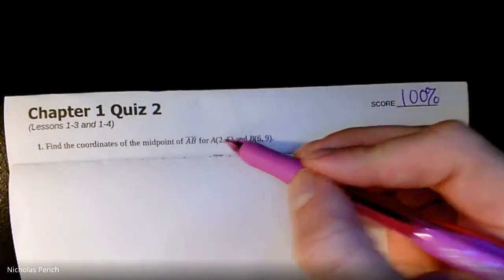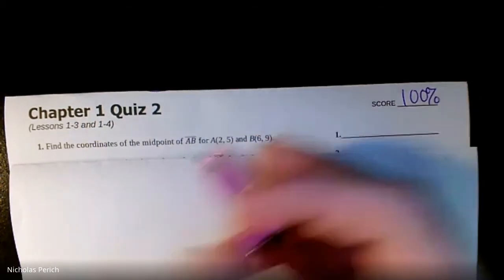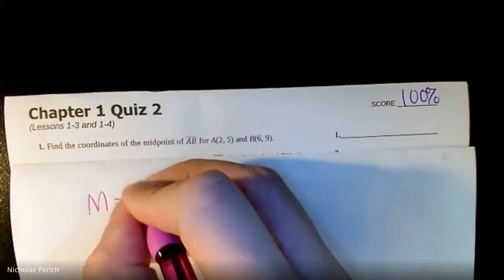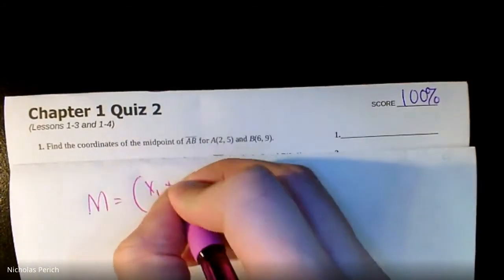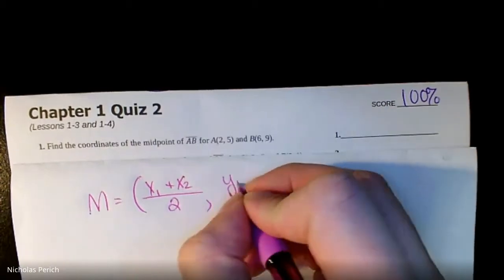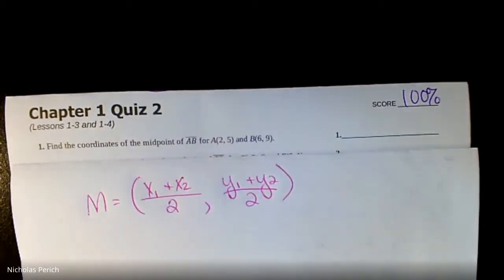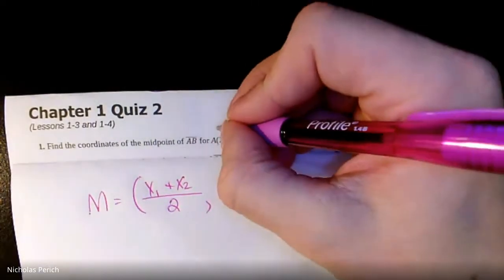It's literally the average of the x values, so 2 plus 6 divided by 2, and the average of the y values, so 5 plus 9 divided by 2. Let me write it out anyway. This is the formula for midpoint. And I'm writing it out anyway, just in case for some reason in the near future we see a problem that's much worse, even though I don't think we will, but you never know.